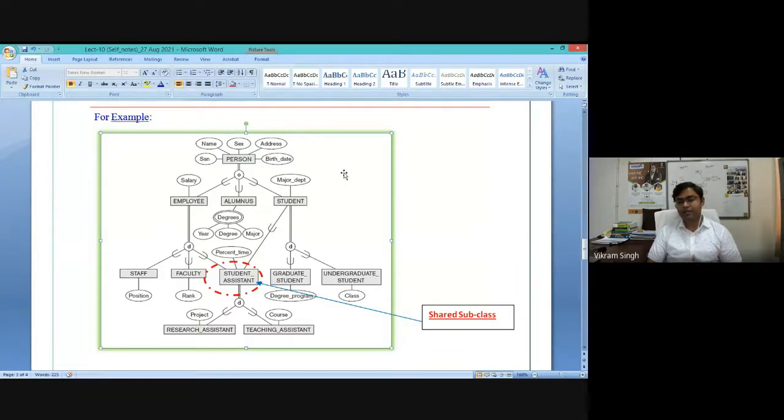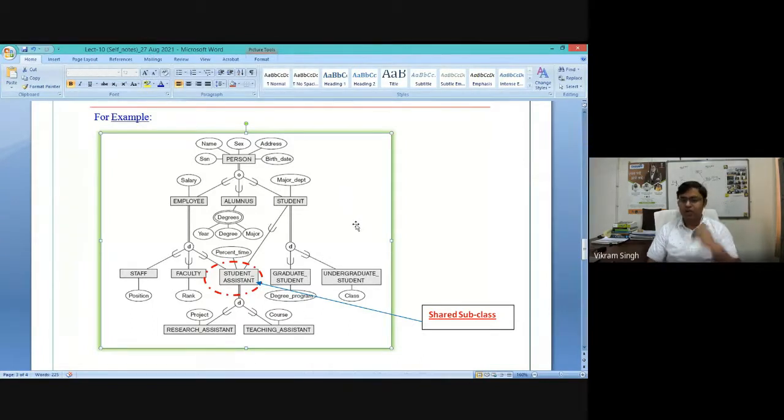And when you have performed this specialization, you have realized that instead of having one single person entity, we should have at least employee, alumnus, student, staff, faculty, student assistants, graduate student, undergraduate, research assistants, and teaching assistants as the entity. So by performing a specialization, you can get the simplified view of the same base ER diagram, and you can remove the possibility of null values, redundant values on the database table. That's the simple purpose of it.